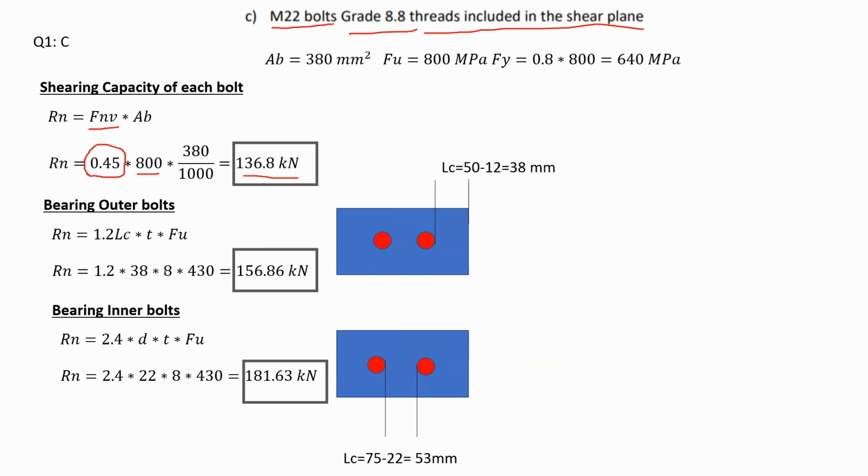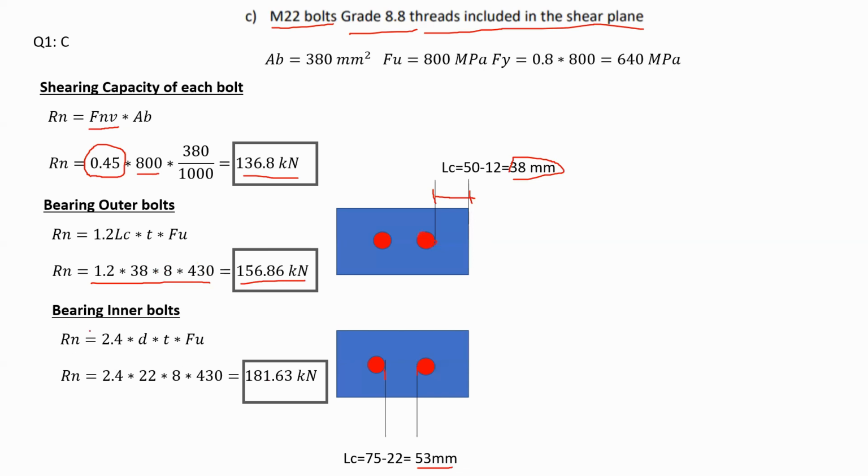Now, considering the bearing of outer bolts, calculating LC values, I have this LC value. It appears that it is 38. Of course, I'm considering the hole diameter, not the bolt diameter, in calculating LC. So this is 38 millimeters, and the one in here would be 53 millimeters. So obviously, this one is lowest. I'm going to substitute it in my equation, and I will consider the characteristics of the plates as the thickness and F ultimate. From here, I get the capacity to be equal 156.86 kilonewtons.